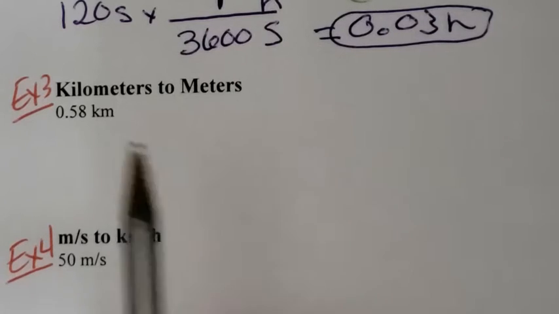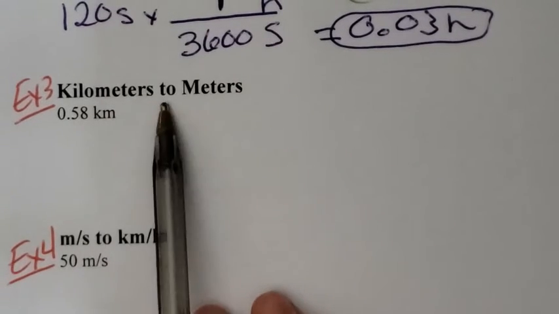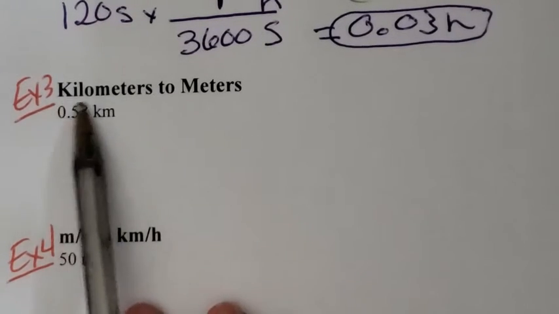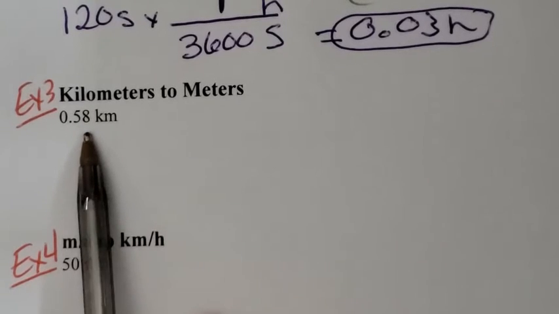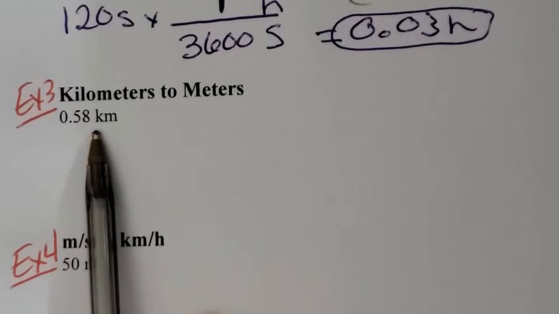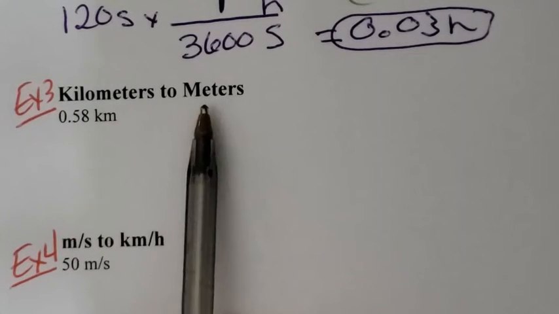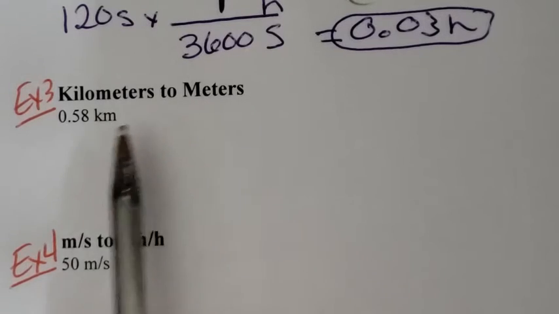On to our third example. This time I'm changing kilometers into meters. And you should know there's 1,000 meters in a kilometer. The word kilo means 1,000. So if you have a kilogram, you still have that kilo part. That means there's 1,000 grams in a kilogram. But right now we're talking about meters. So a kilometer means 1,000 meters.